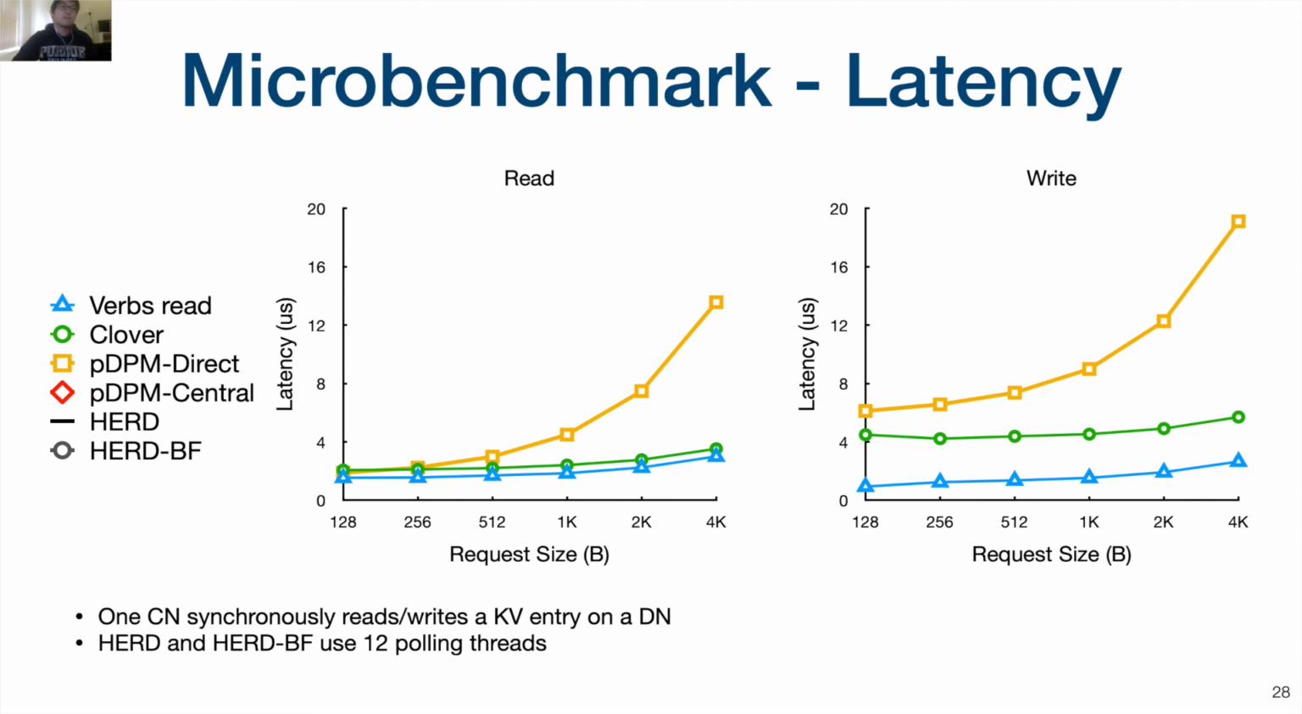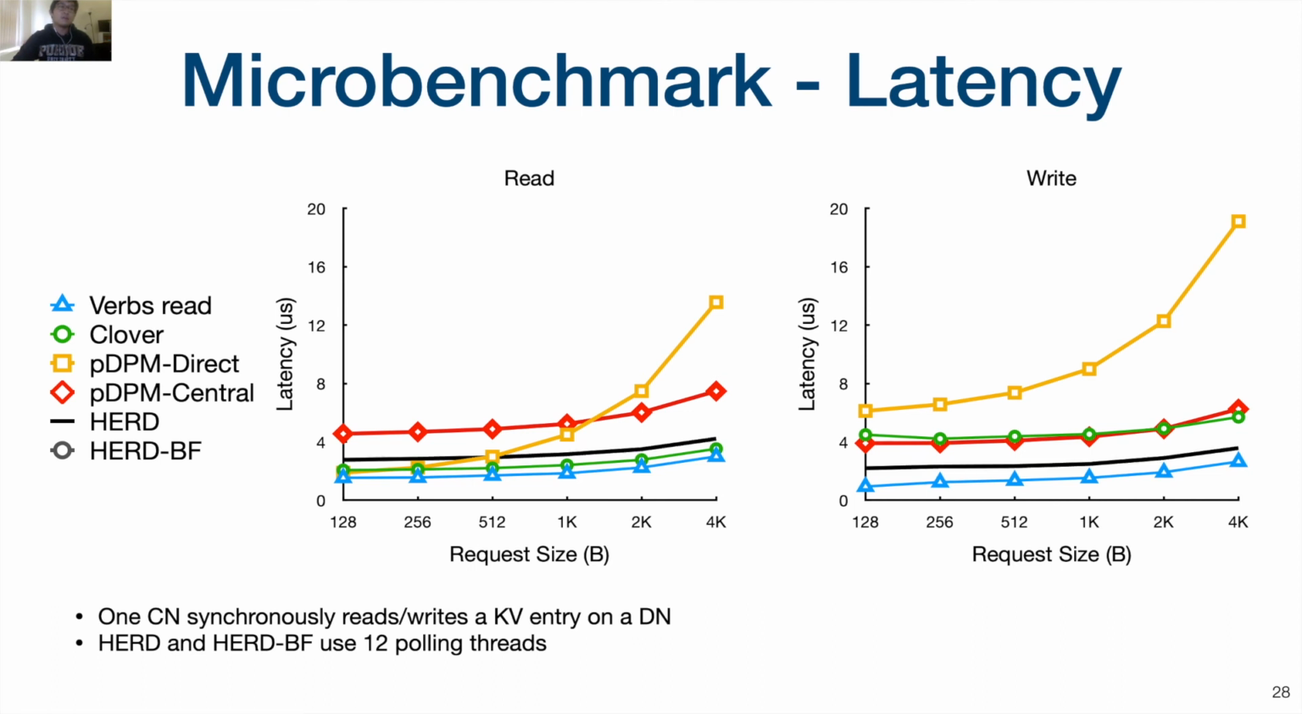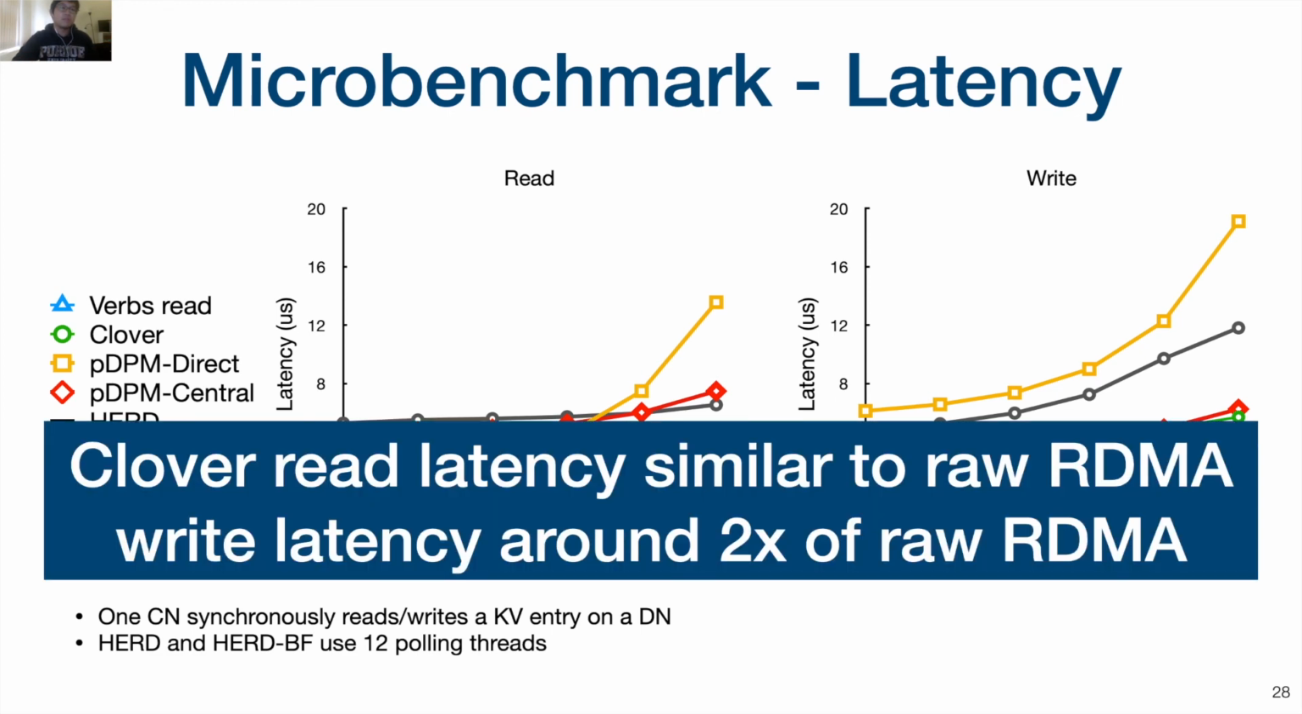Central's read-write latency is always around 2 RTTs. For writes, HERD outperforms Clover and other pDPM systems because two-sided communication allows it to complete the writes within 1 RTT. HERD Bluefield is worse than others due to the low-profile on-board cores. Overall, Clover has the best read-write latency among the 3 pDPM systems. Its read is close to raw RDMA, and its write is around 2 times that of raw RDMA.